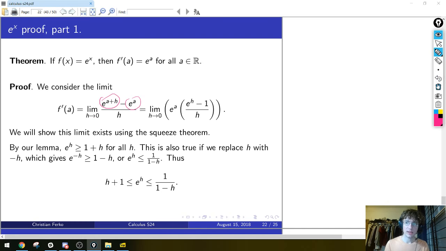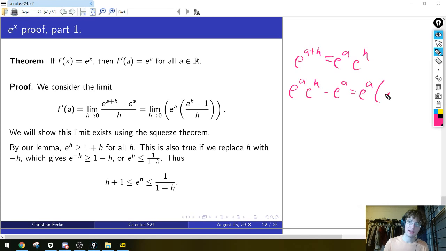Now I use my exponent rules here to factor out e to the a, because of course e to the a plus h is e to the a times e to the h, and in e to the a e to the h minus e to the a, you can factor out an e to the a. It's e to the h minus 1. So that's all I've done here. Inside the limit, I've factored out e to the a, and I'm left with this limit. This is the hard work, to show that this limit exists. The limit as h goes to 0 of e to the h minus 1 over h. That's hard, but we'll do it with the squeeze theorem.